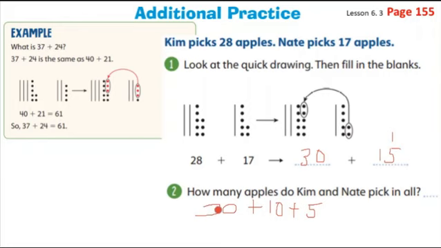So 30, and we can count by tens. 30, 40 plus 5 is, what is that? 45. So that's going to be 45 apples. And remember, always write down the units as well. So apples.